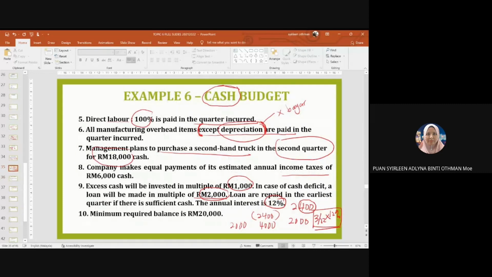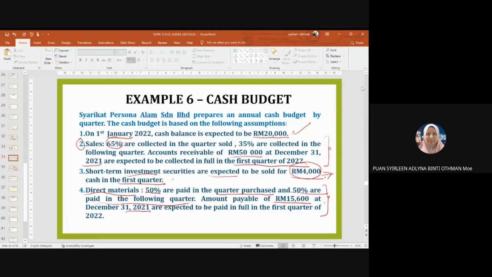Okay, kalau you nampak dekat nombor 2 ni, dia bagi tahu ya, accounts receivable of RM50,000 sebab yang kita buat sekarang ni ialah account receivable, betul kan? So account receivable of RM50,000 at 31st December 2021, tahun lepas punya, are expected to be collected in full in the first quarter of 2022. Maksudnya 50,000 ni saya akan kutip penuh dalam kuartal pertama.